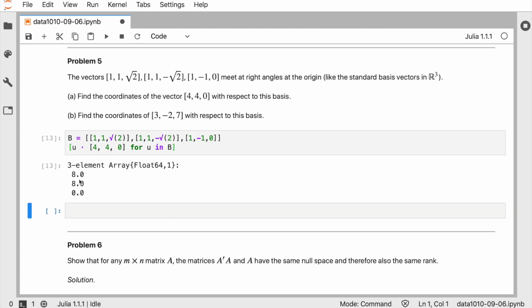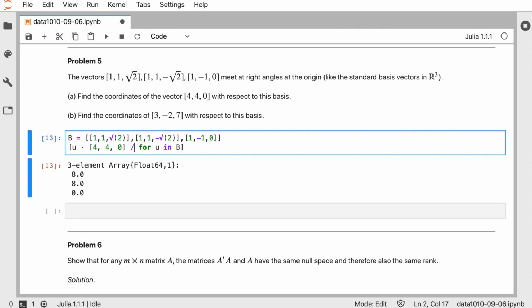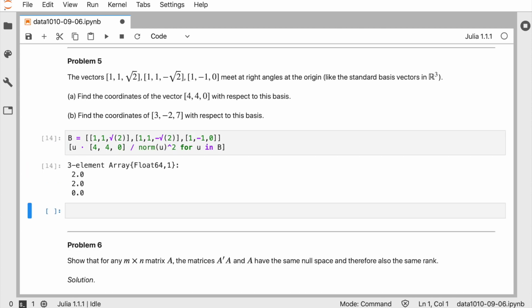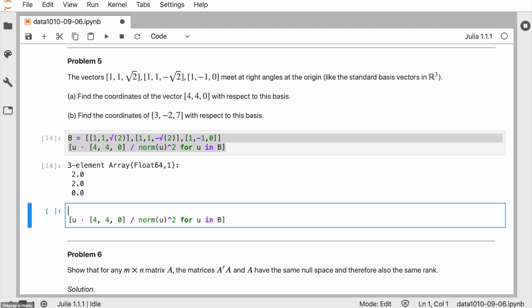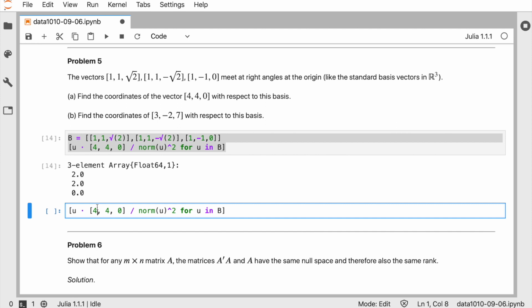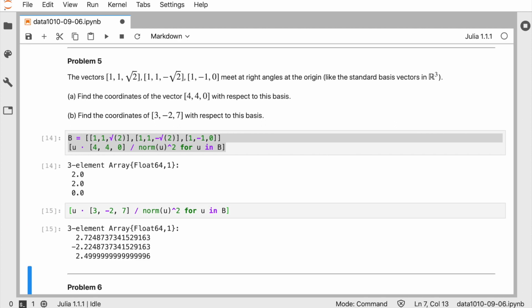And it gave me 8, 8, 0, which is incorrect. It should have been 2, 2, 0. And what I can see is that I forgot to divide by the squared norm of u. And that gives me 2, 2, 0. And then, of course, we can just do the same thing with 3, negative 2, 7. And I get the coordinates with respect to that basis.